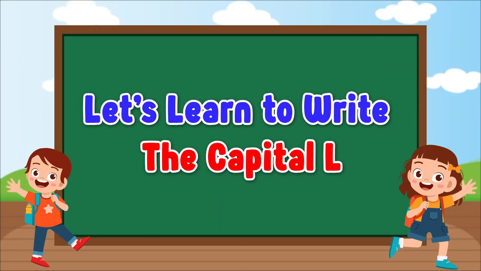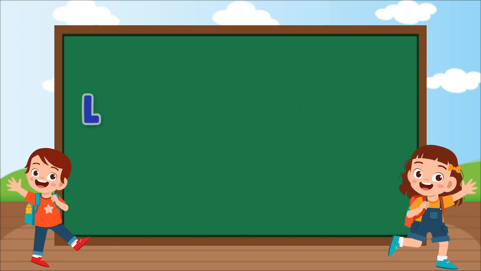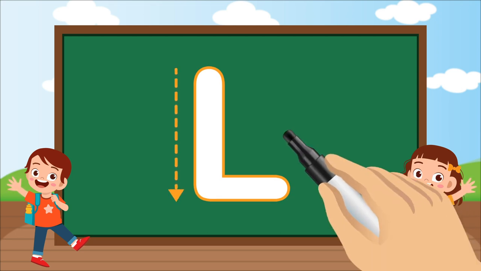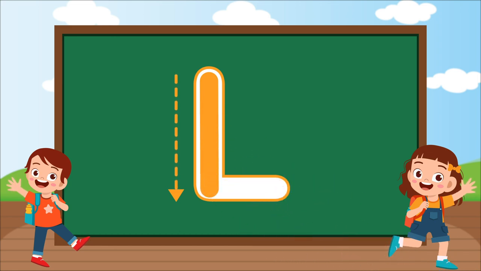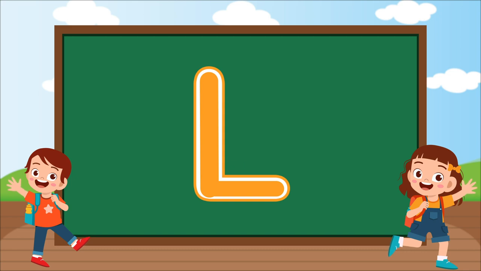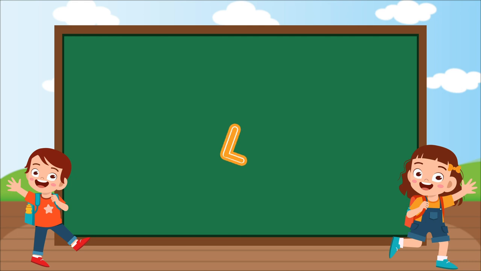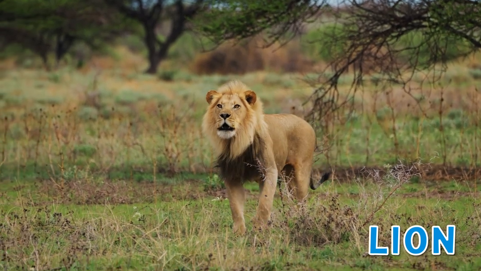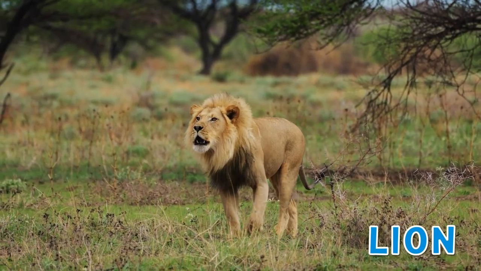Let's learn to write the capital L. First, we will draw a standing line. And then go to the bottom and draw a sleeping line. L is for lion. Lion.